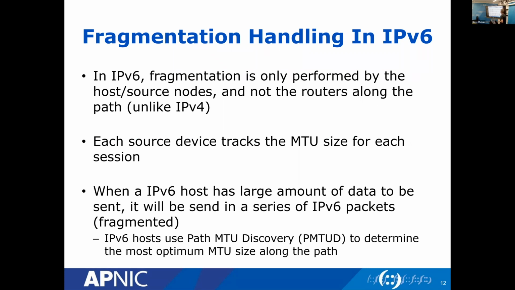So in terms of handling our fragments, fragmentation is only performed by the host source node and not the routers along the path, unlike IPv4. I've tried to drill this in because it's a really important concept. Each of the sources will track the MTU for each TCP or UDP session. When the host sends a large amount, it will be sent in a series of packets and we'll fragment it. Our hosts will use path MTU discovery to determine the most optimum MTU size in the path. This is an ICMP message.